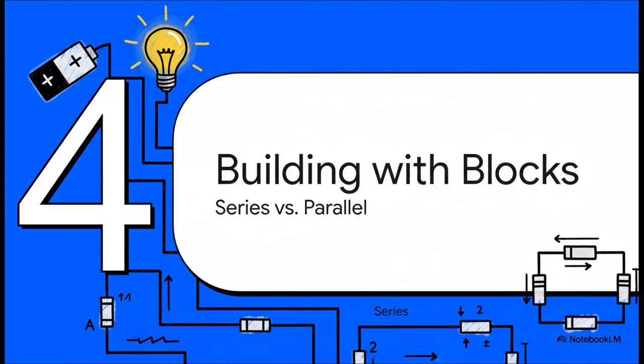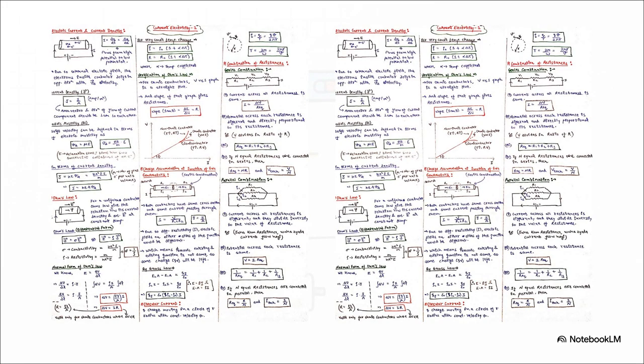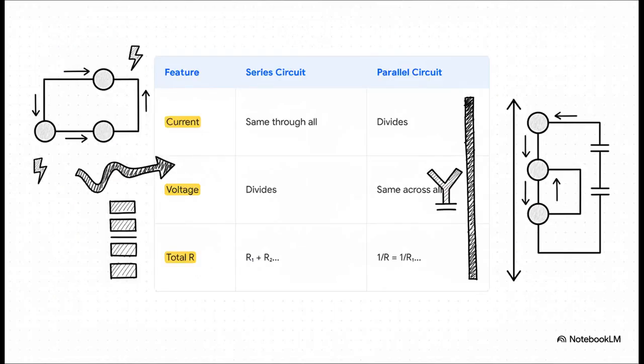All right, so now that we have the rules of the road, let's see what happens when we use them to build things in the two most basic ways possible. Basically, there are two fundamental ways to wire things up. The first one is called series. That's where you line everything up one after another, so the current only has one single path to follow. The other way is parallel. That's where the path actually splits, giving the current a choice of different routes to take. And this is where it gets really interesting because our rules play out very differently in each setup.